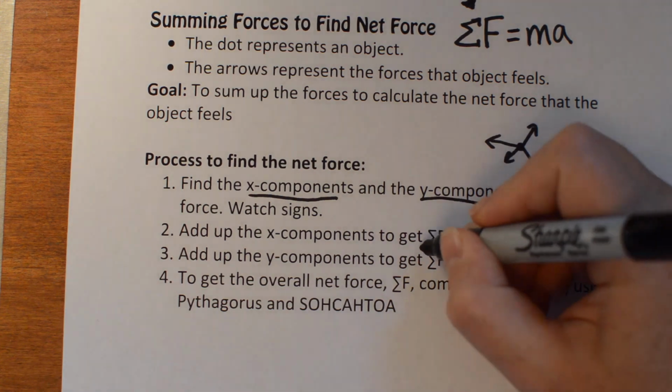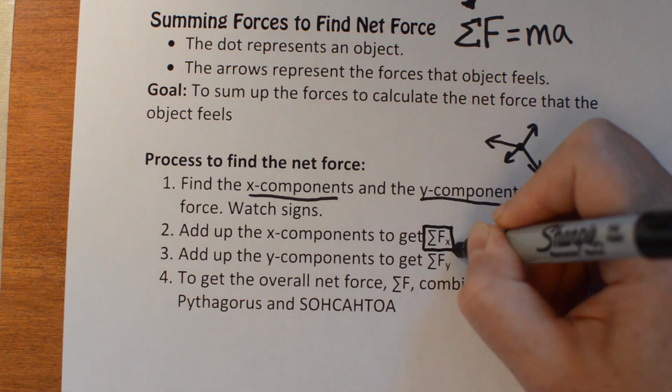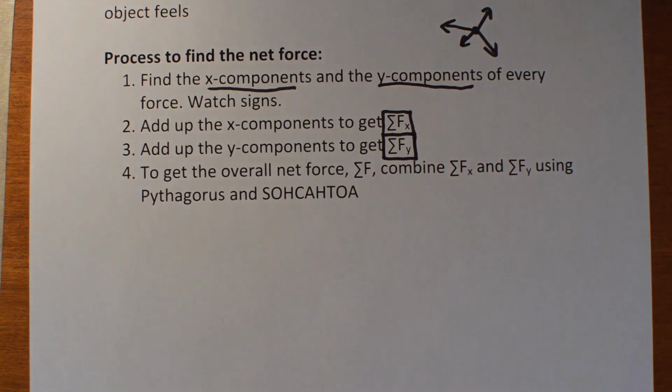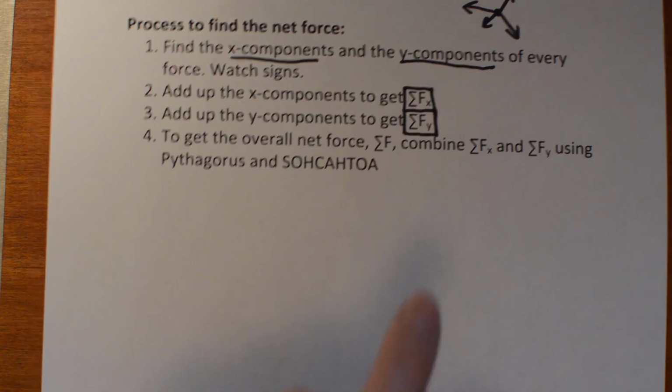Once that's done, we find all the x components and we add them all up to get the net force in the x direction only. And then we look for anything that's in y and we add it up to get the net force in the y direction only. Once we know net force in x and net force in y, we put those together to get the net force.